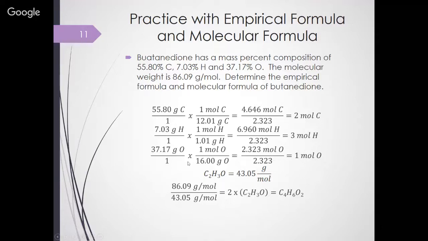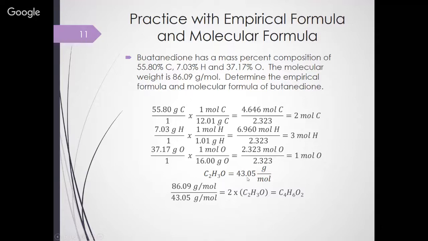So my empirical formula is C2H3O. The second part of this problem says the molecular weight is 86.09. So that's going to help me to determine what the molecular formula is, because the molecular formula is either identical to the empirical formula or it's a multiple of those subscripts. So how do I figure that out?